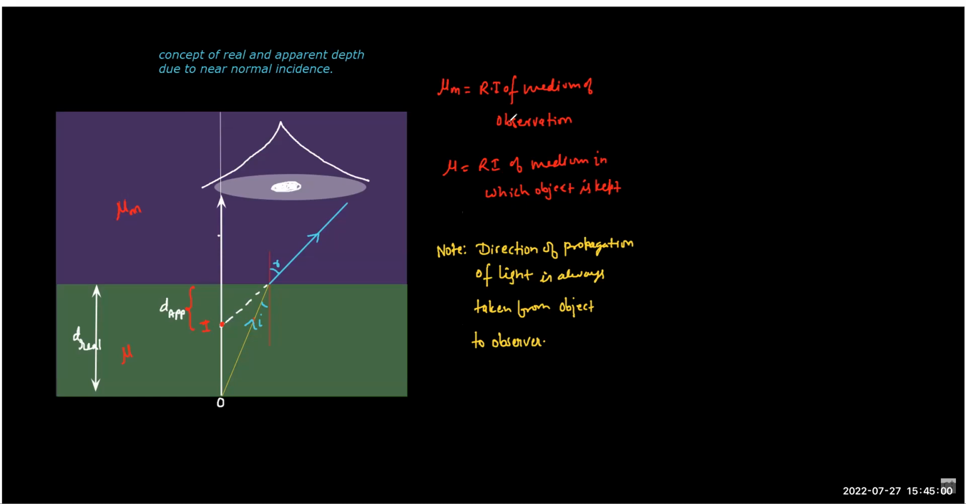Okay, understood. So now the obvious question is how to get this D apparent and D real relationship. Is there any way to get the relationship? The answer is yes. You can always get the relationship very easily. So what do we need to do to get the answer? What are we supposed to find? The relationship between the D real and D apparent.